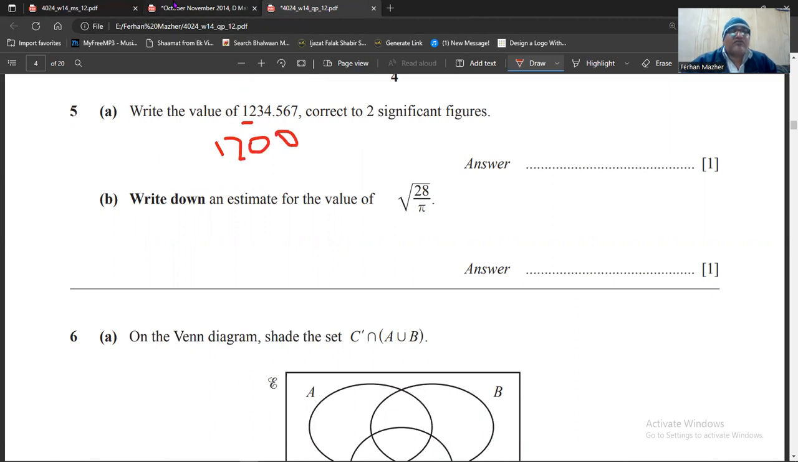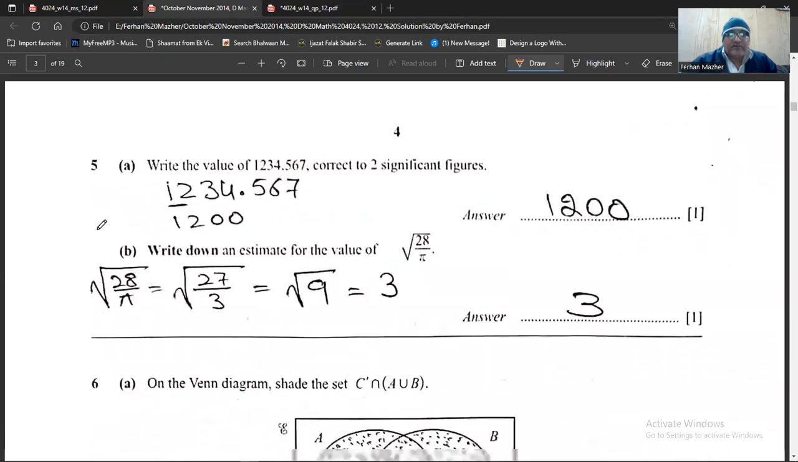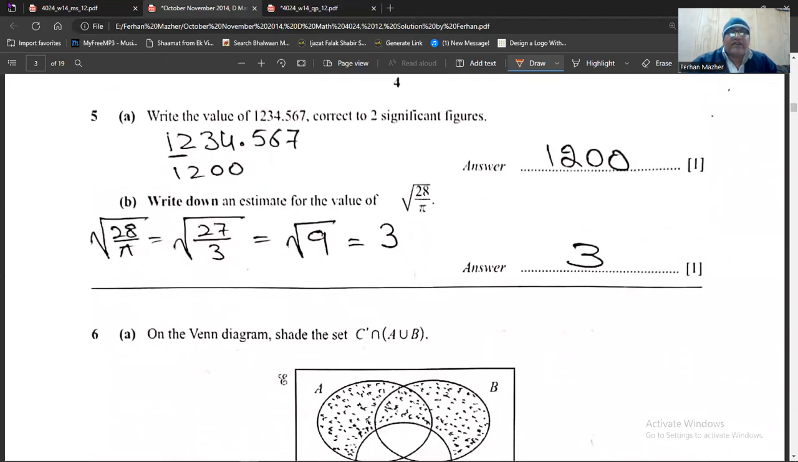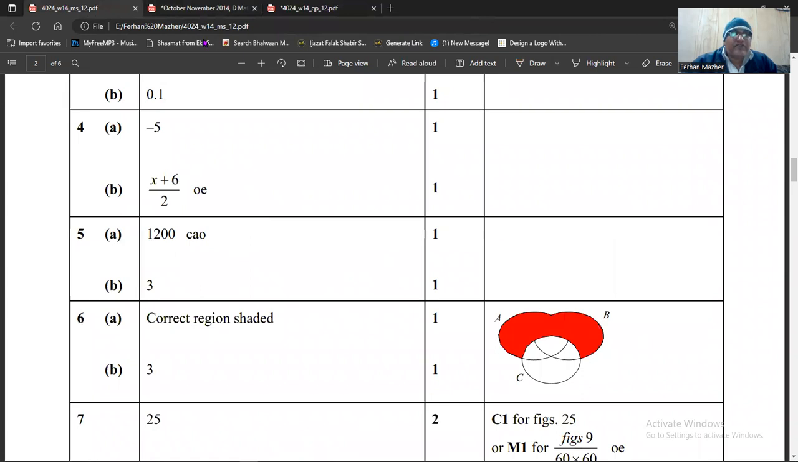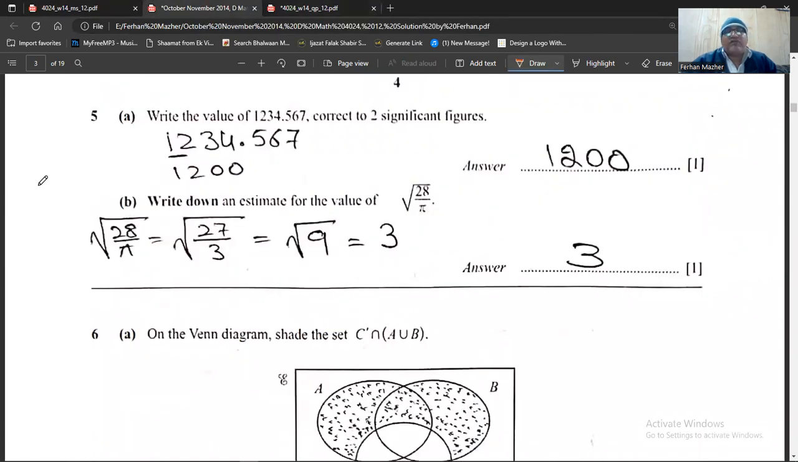Okay, so this number has two significant figures. So let me show you. You can see here 1200 is the answer. Question number 5, A part, 1200 is the answer. Question number 5 is B part.